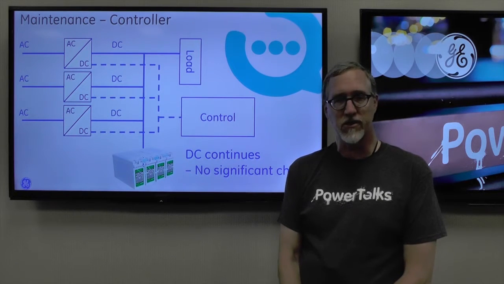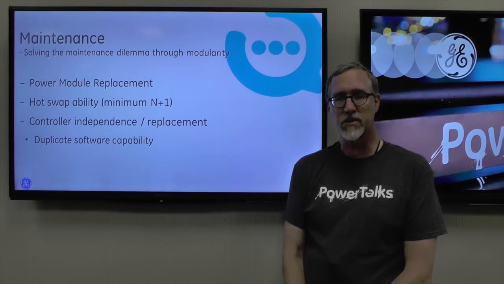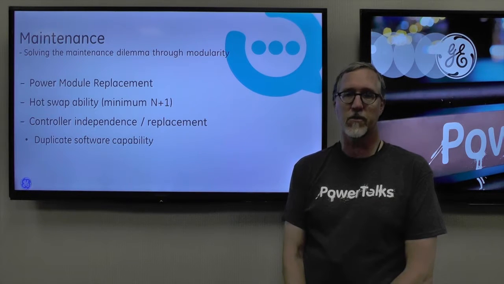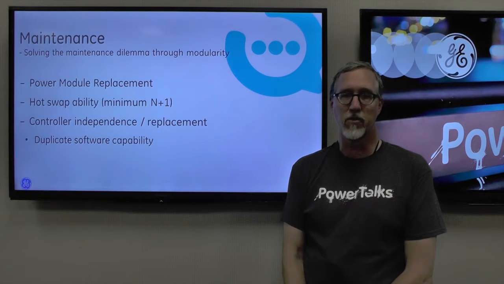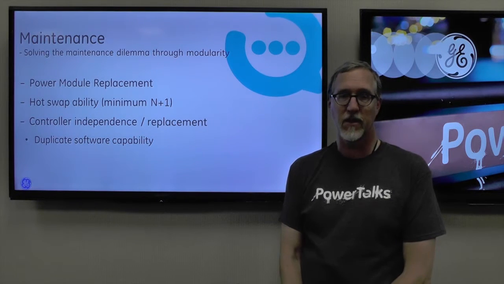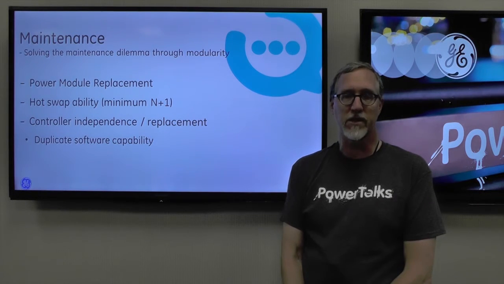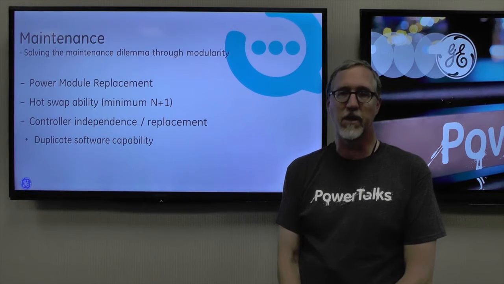In this presentation, we've looked at how power module replacement saves time and effort in the modular power system. We saw how redundant power modules allow sufficient capacity for power module removal and replacement without affecting the operation of the system. We also saw how the design of the controller to allow independent system operation allows controller replacement with minimal effort, and how copying and uploading a configuration file to the new controller can minimize the setup time of the new unit.